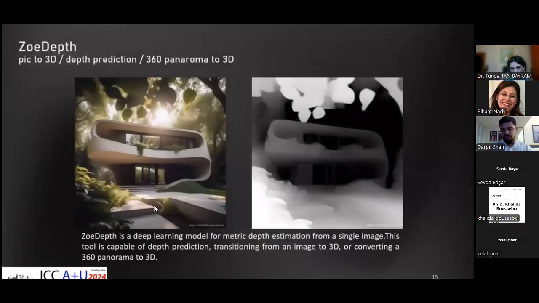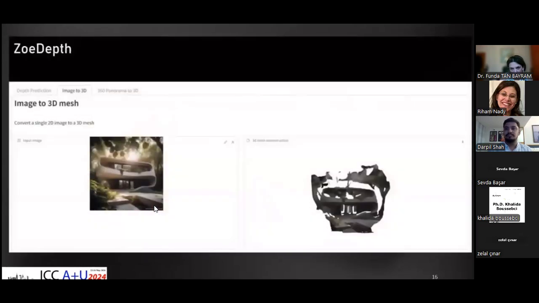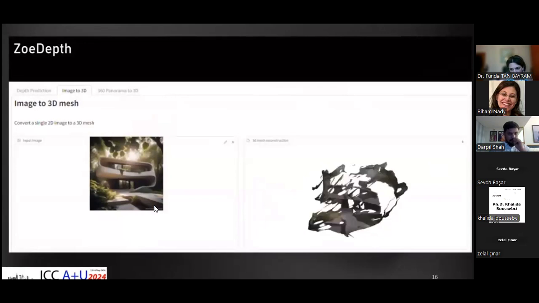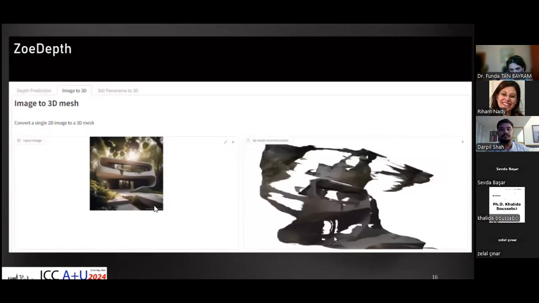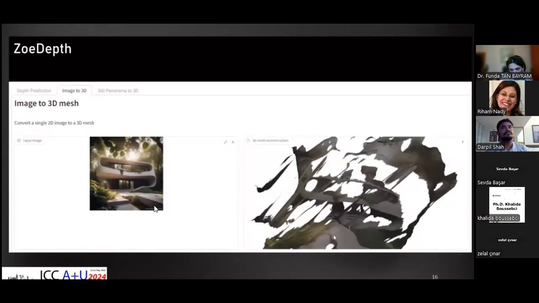Another tool is ZoeDepth. ZoeDepth is a deep learning model for metric depth estimation from a single image. This tool is capable of depth predictions, transitioning from an image to 3D, or converting a 360 panorama to 3D. This image shows the depth predictions. We can see an example of how AI can create a 3D model from a depth map. It generates a 3D prediction using depth map analysis of the image. Currently, the results are not very accurate, particularly in predicting the back facade of a building. However, improvements are being made in this area.